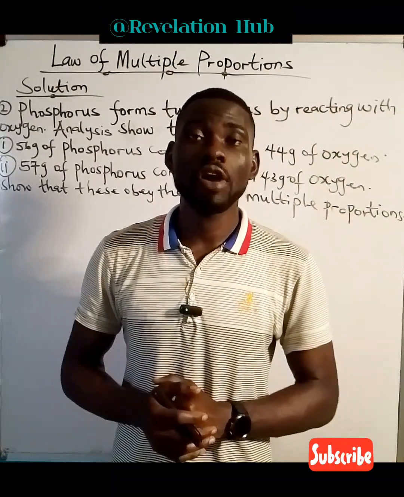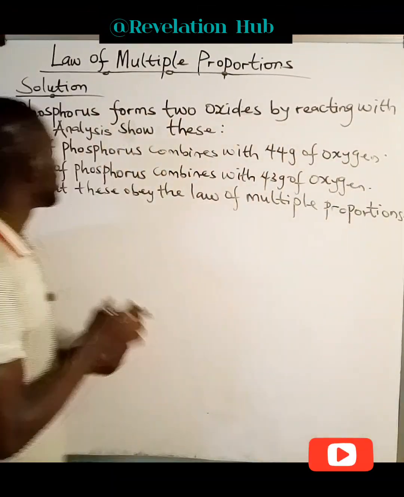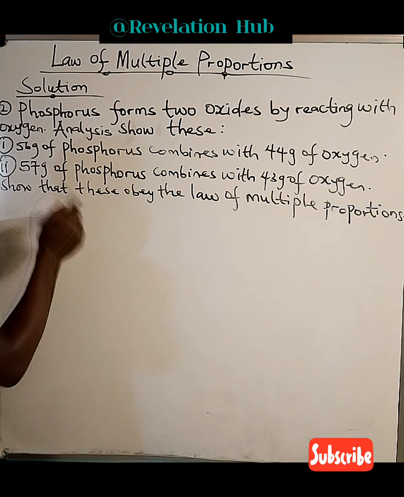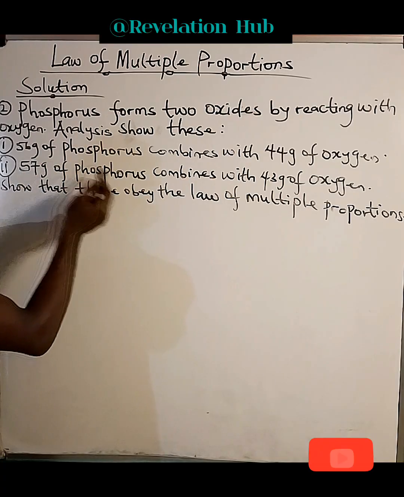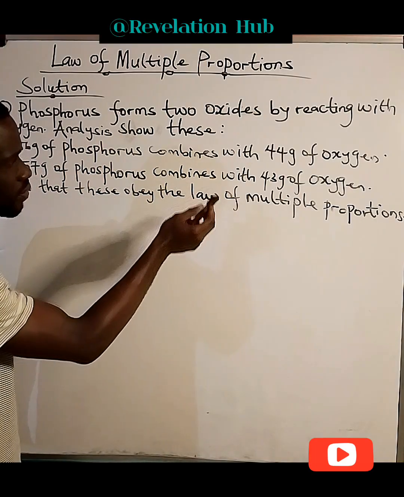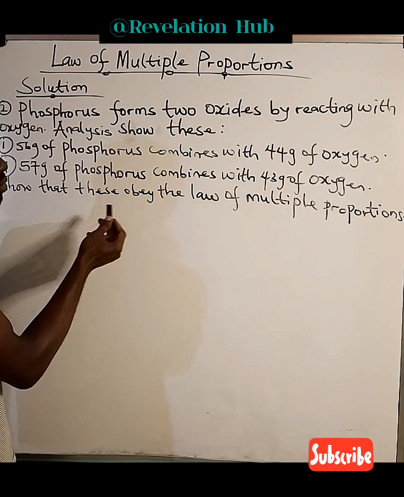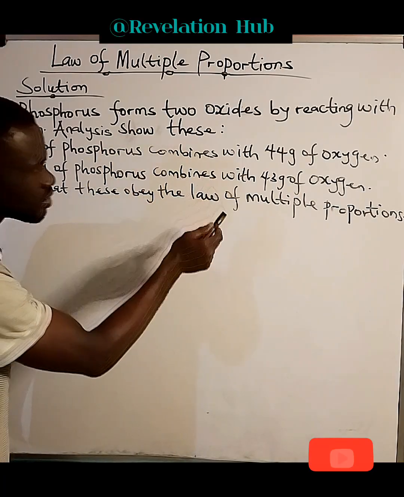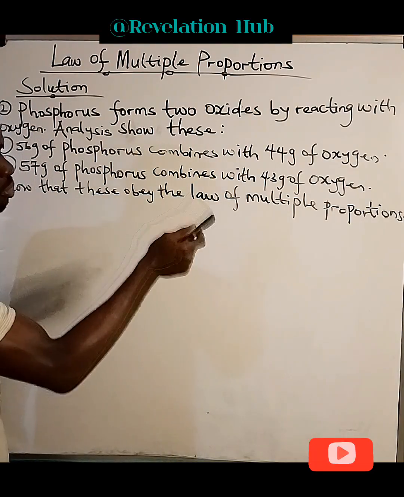Okay guys, let's see if you're able to solve this question correctly or not. Let's see what we have here on the board. Phosphorus forms two oxides by reacting with oxygen. Analysis shows this. Number one, 56 gram of phosphorus combines with 44 gram of oxygen. Second result from the experiment: 57 gram of phosphorus combines with 43 gram of oxygen. Show that this obeys the law of multiple proportions.